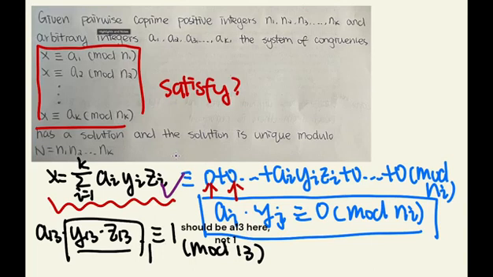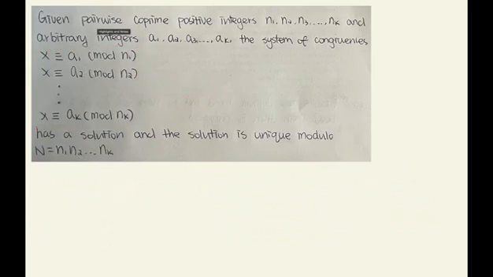Therefore, we can conclude that the sum of ai times yi times zi, where i goes from 1 to k, is the solution to the congruent system. Now, we need to prove that it is the only solution. We can prove it by contradiction.